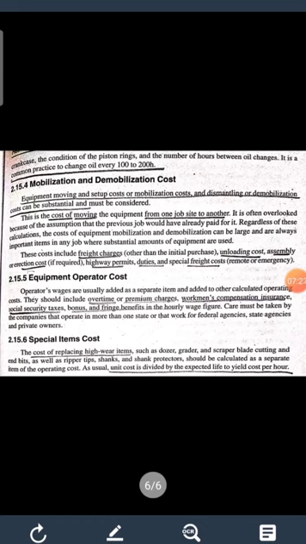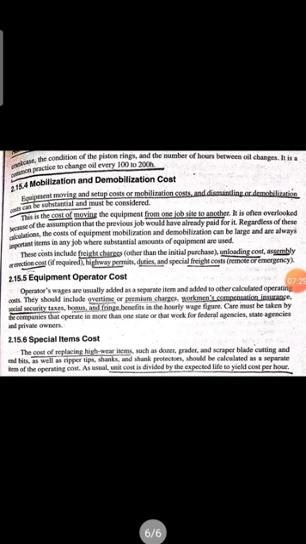So the cost of replacing high wear items is generally coming under special items cost. So the unit cost is divided by the expected life to yield cost per hour.